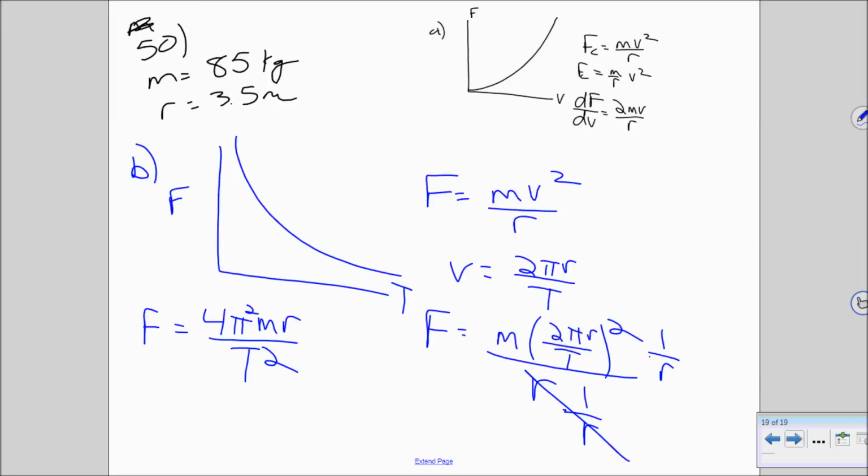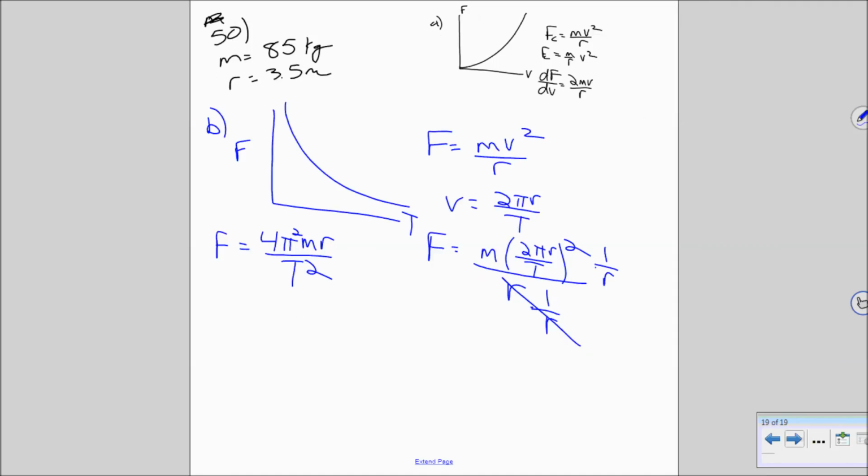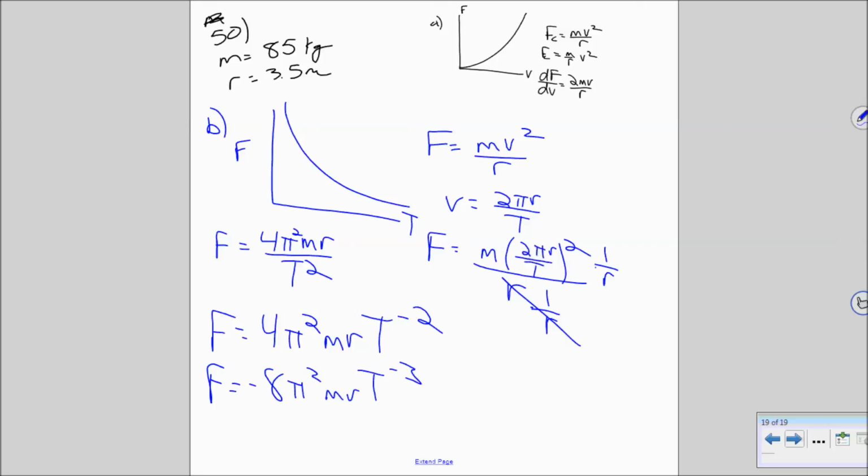All right, so to take a derivative, you can use the quotient rule, or just use the power rule. Take the negative 2 down, you get negative 8 pi squared m r times T to the negative third, and then plug in your period and you're done. Make sense or no? It's the power rule, exactly. I did say chain rule, I lied. Okay, I'm a little tired.